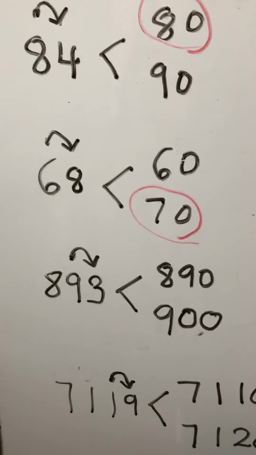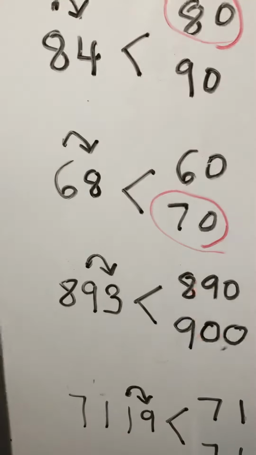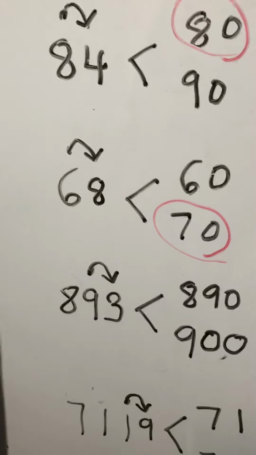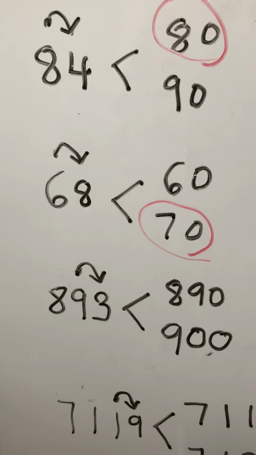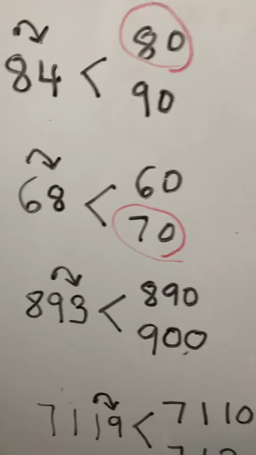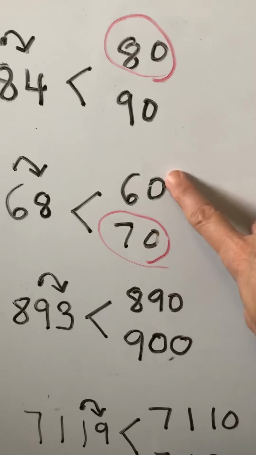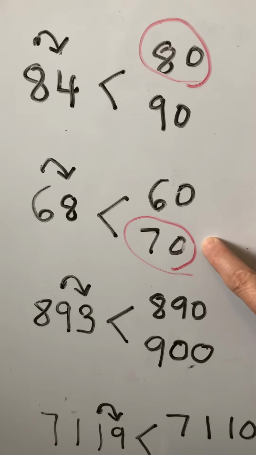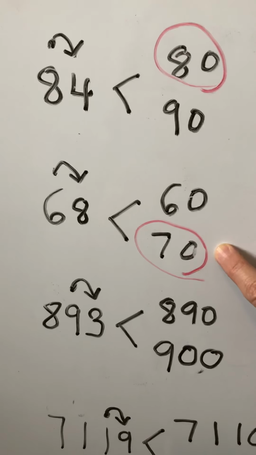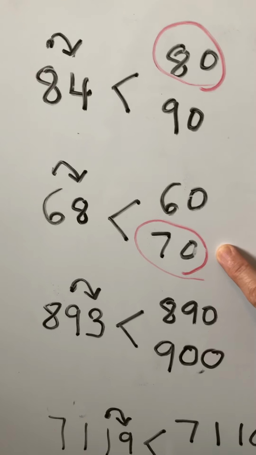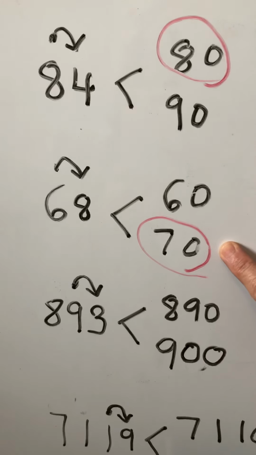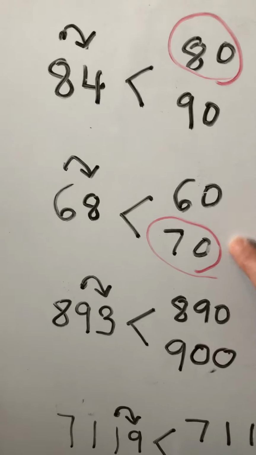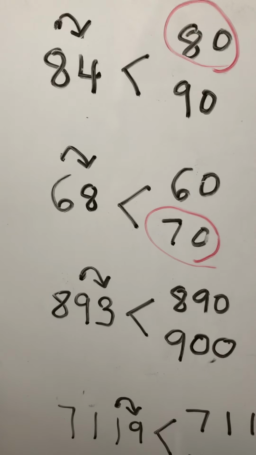Now, 68. Put your dot above the tens, your arrow to the units, they help you decide. Remember the rule: 5 or bigger than 5, go to the bigger number, less than 5, you go to the smaller number. Well, 8 is bigger than 5, so 68, rounded to the nearest 10 will be 70. And if you think about it, 68 is 2 away from 70, but it's actually 8 away from 60. So obviously, rounded to the nearest 10 is 70.